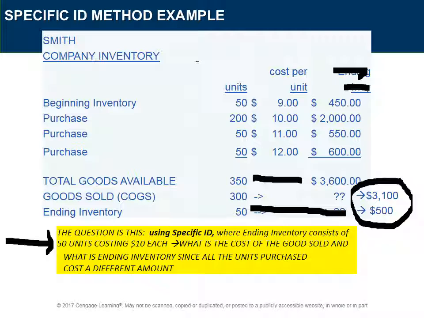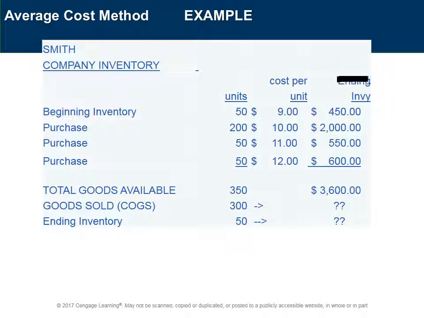Here's our answer. Out of 3,600 total cost of goods available, the total cost of goods available was 3,600. It's pretty easy. Let's go to the next example that I'm providing. This one's not in your book. Delete this typo up here.